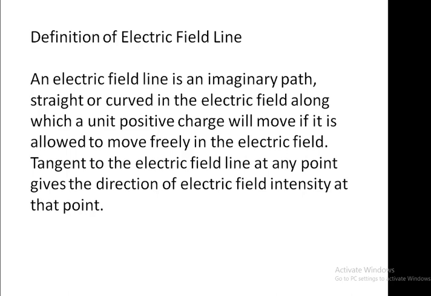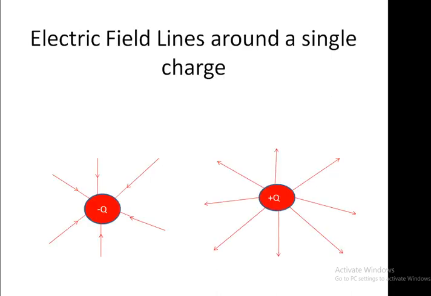Now let us see some examples of electric field lines drawn around different types of charge. Let us start with a single point charge. This slide shows electric field lines around a positive Q charge as well as around a negative Q charge. On the left side you can see a negative Q charge, and around that negative Q charge you can see electric field lines are straight. These are straight lines. So around a single minus Q charge, the nature of the electric field line is a straight line.